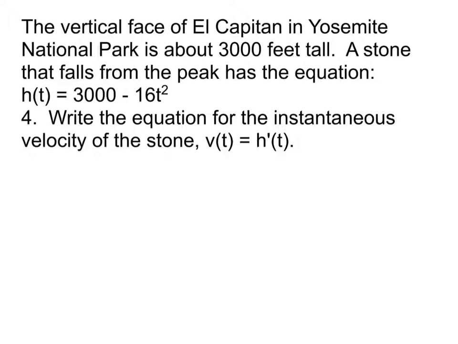So what we now want to do is write the equation for the instantaneous velocity of this stone. Notice I'm even telling you how to find it here. The instantaneous velocity is velocity equals h prime of t. That is, take the derivative of h of t. So please do that. Find the derivative of h of t.